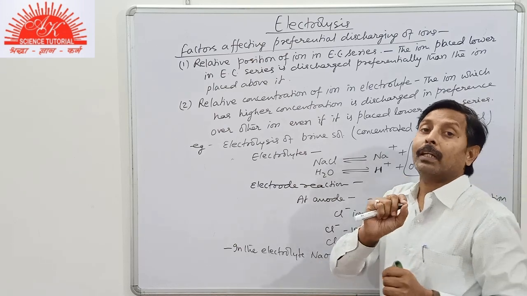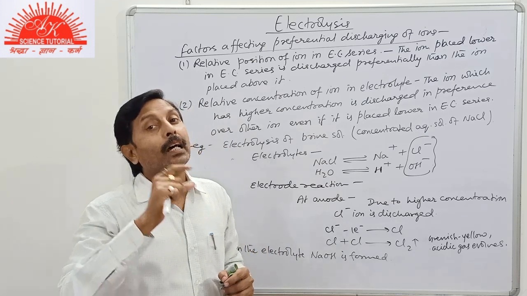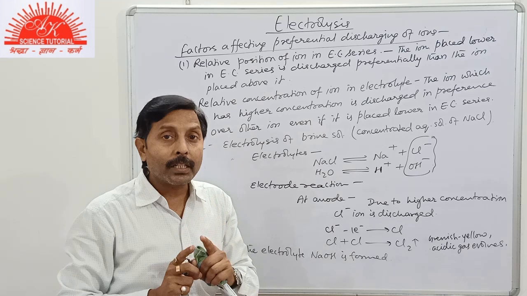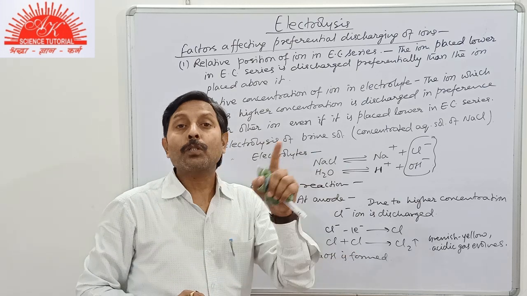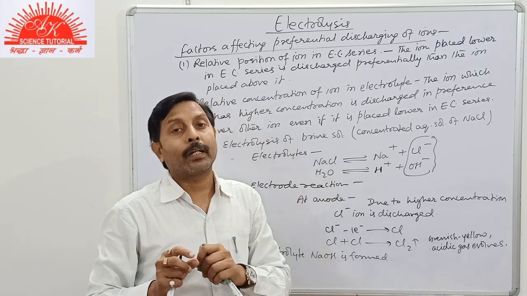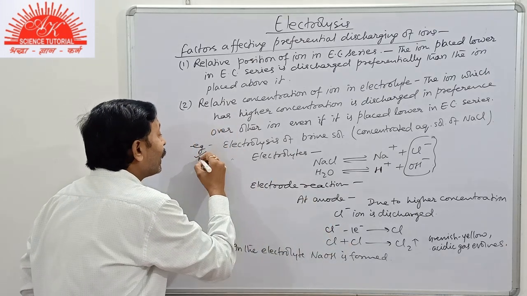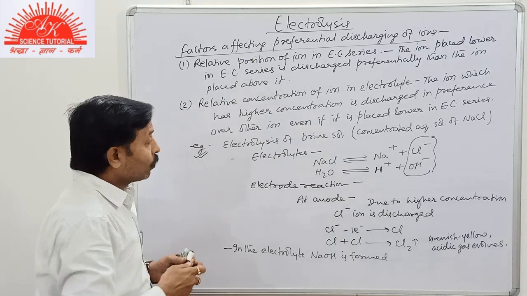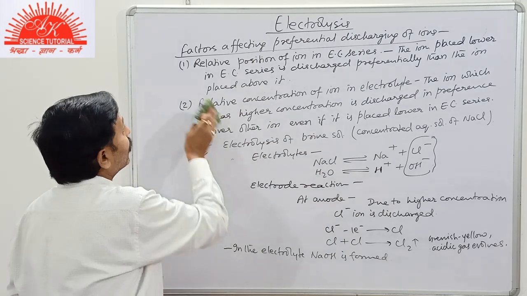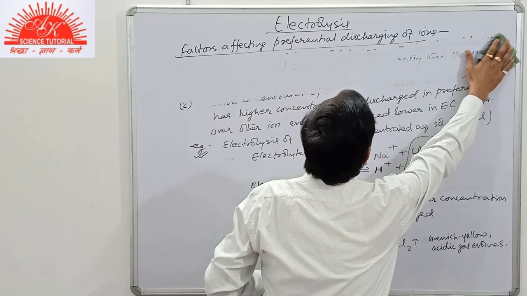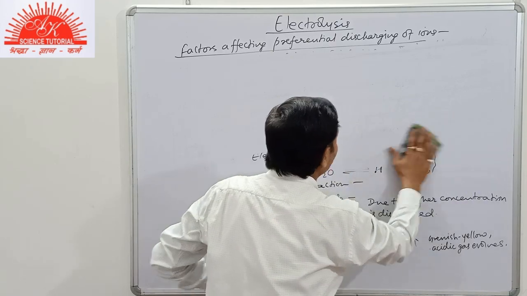This is why this process is also known as the chlor-alkali process, which is used industrially to prepare chlorine as well as NaOH, which is used for making washing soda like sodium carbonate, baking soda like sodium bicarbonate, and so on. So this has an important industrial use. Clear, student? So you have studied the two factors, that is the relative position of ion in electrochemical series and the relative concentration of ion in the electrolyte.